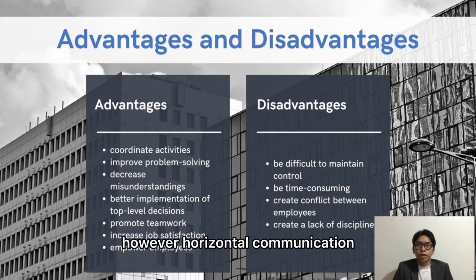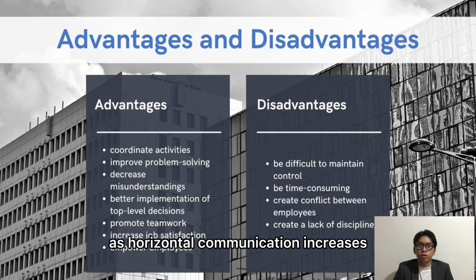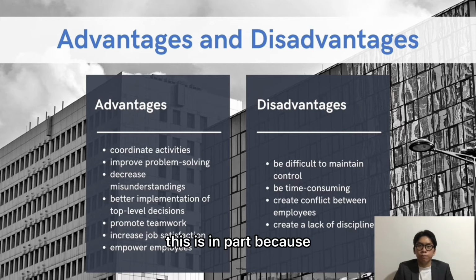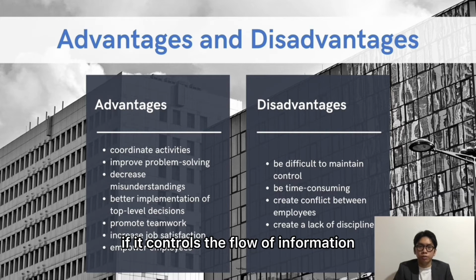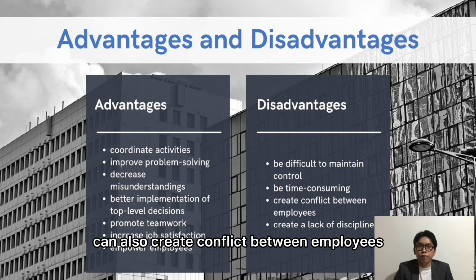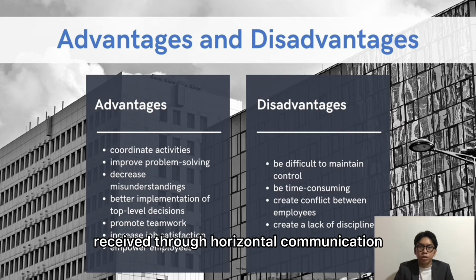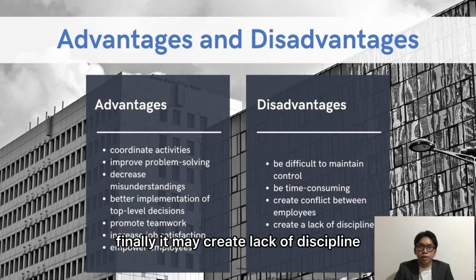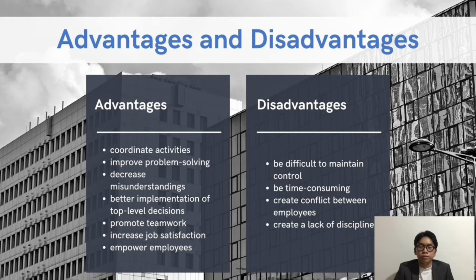However, horizontal communication does come with some disadvantages. Management may have greater problems maintaining control as horizontal communication increases. This is in part because management can derive much control and power if it controls the flow of information. Horizontal communication can also create conflict between employees exposed to each other through the communication process. It is also more time-consuming if vertical communication is required to ratify decisions made during horizontal communication or to confirm information received through horizontal communication. Finally, it may create a lack of discipline if strict procedural rules of communication are not imposed and followed.